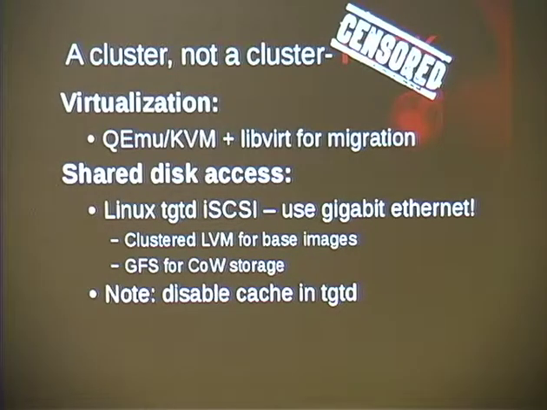If the system that's exporting these disk images is also running virtual machines locally, you need to make sure you turn off the caching in the iSCSI daemon that's exporting those disk images. Otherwise, you'll get two different views of that disk image, and it'll end up getting inconsistent based on the local system and the systems coming in over iSCSI.